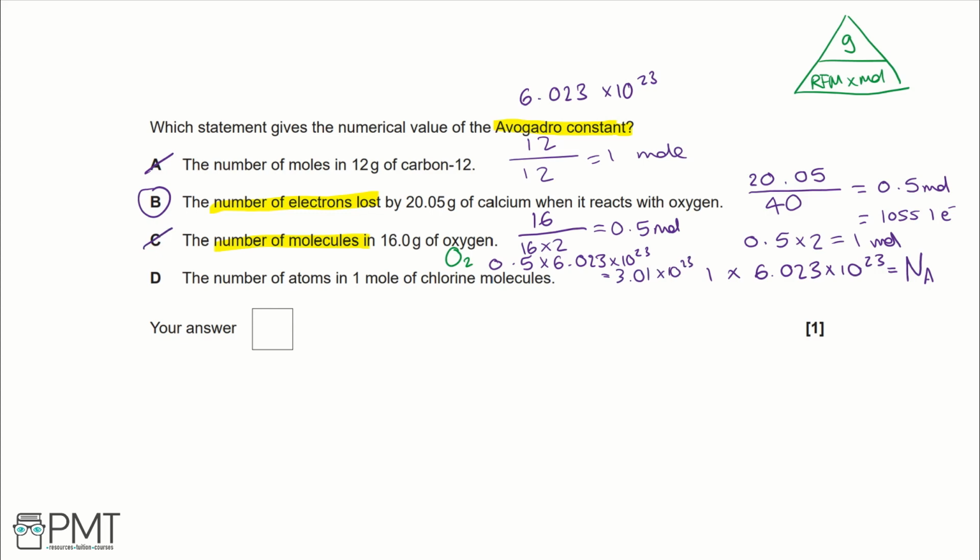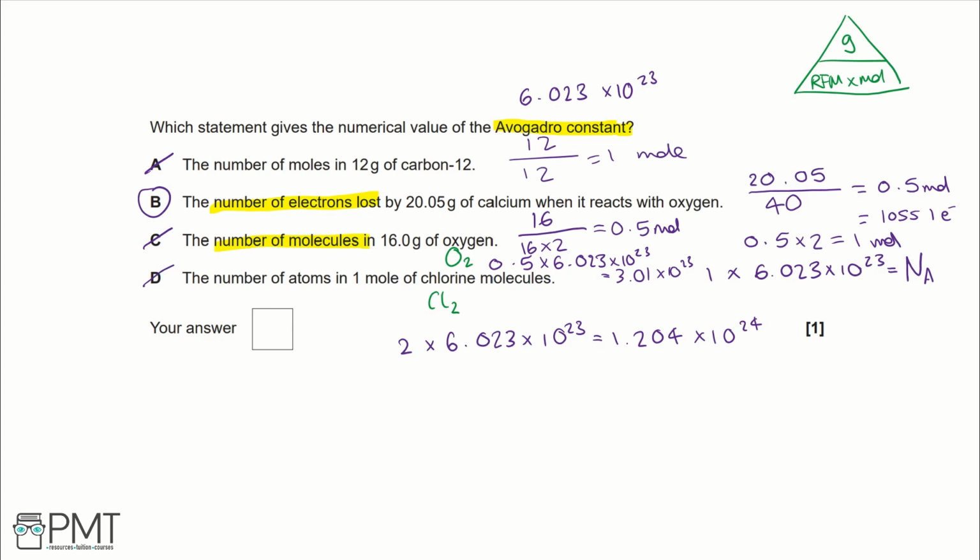Finally, looking at D, the number of atoms in 1 mole of chlorine molecules. So in chlorine, we're going to have Cl2. So we're going to have 2 mole equivalents. So we're going to do 2 times Avogadro's constant, which again is not going to equal Avogadro's constant. It's going to equal 1.204 times 10 to the 24, which is not the answer we're looking for, so it can't be D.